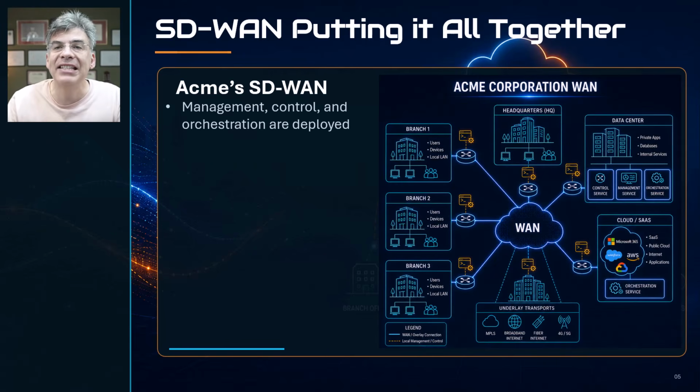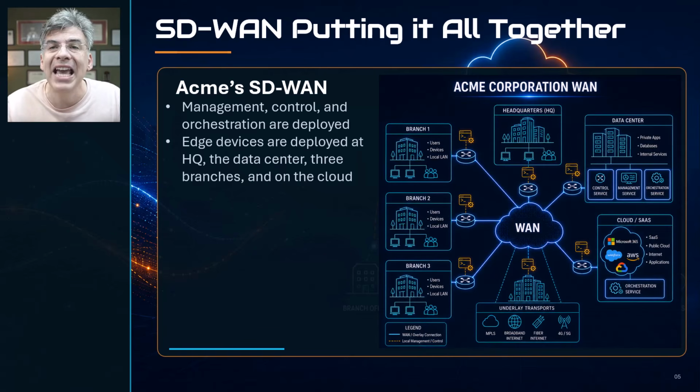Here we have the SD-WAN management, control, and orchestration services that have already been deployed. The management and control services are deployed in the data center, while the orchestration service is deployed in both the data center and on a third-party cloud environment.